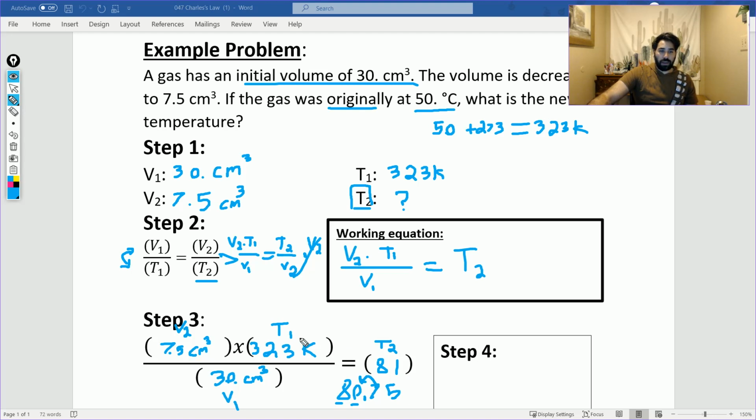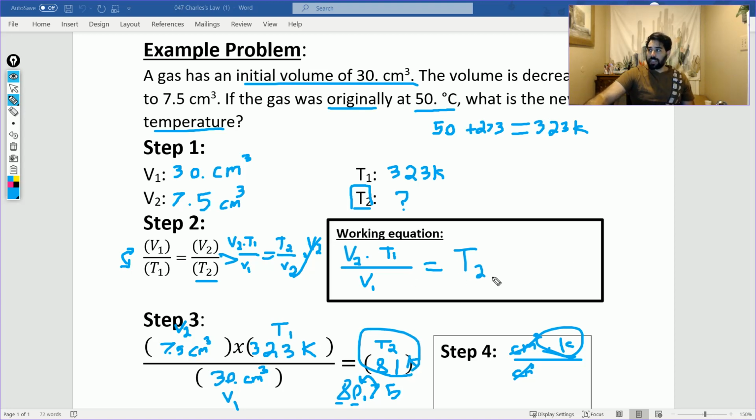But I need to know my units. You can always calculate your units separately. You could leave these out here and calculate them over here separately. I have centimeters cubed times Kelvin, divided by centimeters cubed. Cross those out, you're left with Kelvin. So my answer should be Kelvin. And what was I solving for? I was solving for temperature. The unit for temperature is Kelvin. So that's the correct answer.